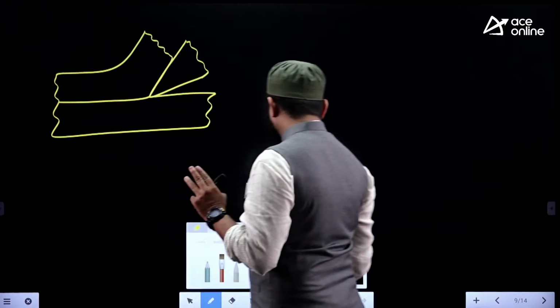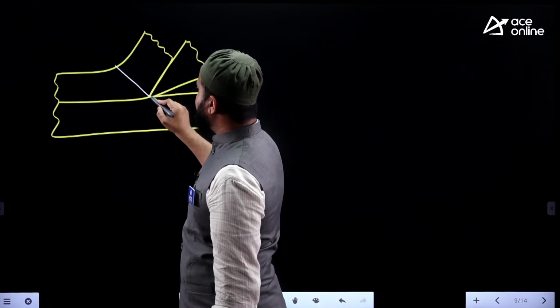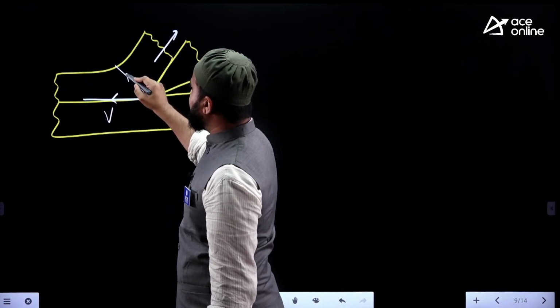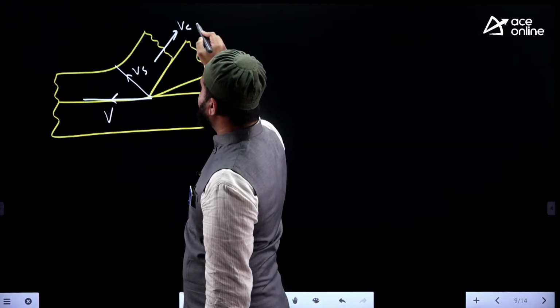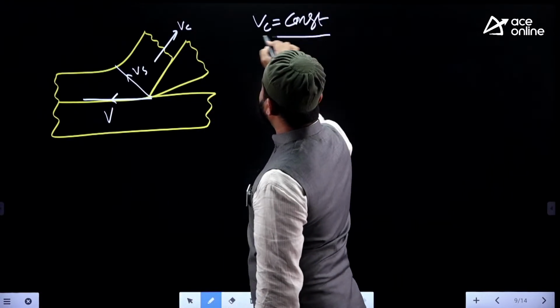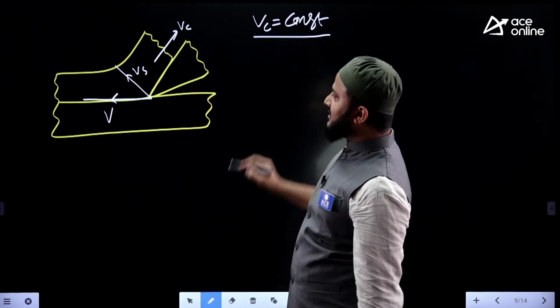Three velocities exist in the same orthogonal plane. It is a two-dimensional plane, so three-dimensional machining becomes two-dimensional, where cutting velocity is in this direction, shear velocity in this direction, and chip velocity, which now becomes constant. Previously I said that in three-dimensional machining, chip velocity is a variable. But because of the two-dimensional machining, it is constant.